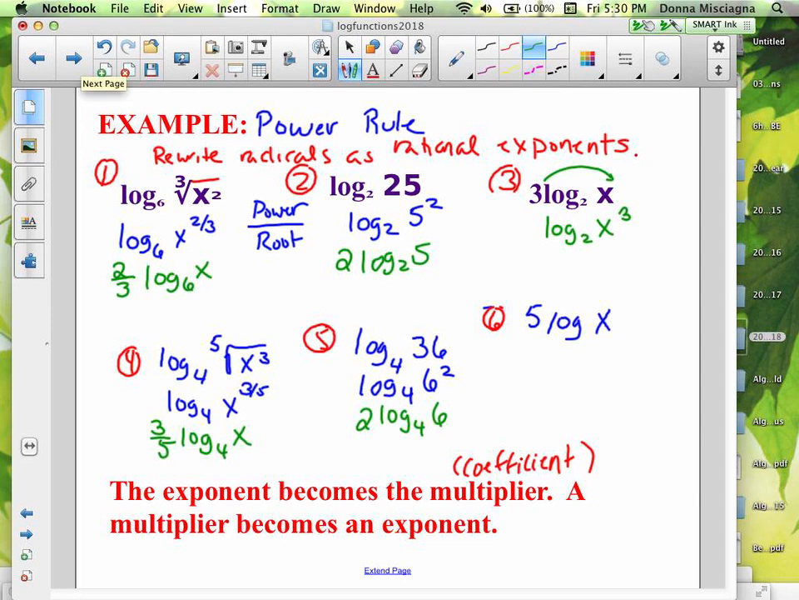And then the last one, if we have a coefficient in front of our log, we can move it back as an exponent. So 5 times log x is the same as log x to the 5th. And there we go. These are simplified. So individually, these rules are pretty easy to use. We can also combine them and use multiple rules to simplify and expand or condense our log statements.